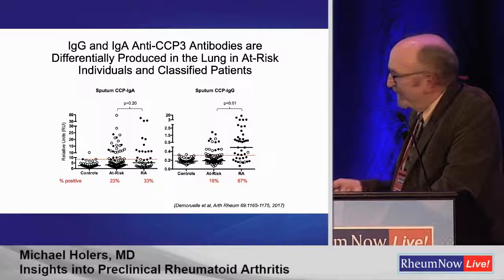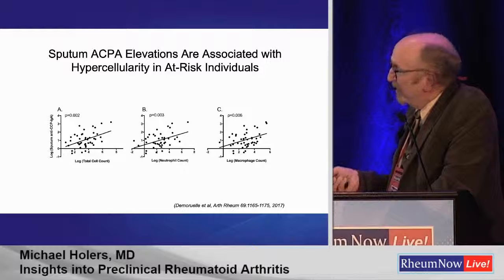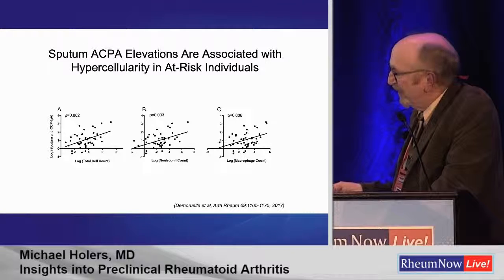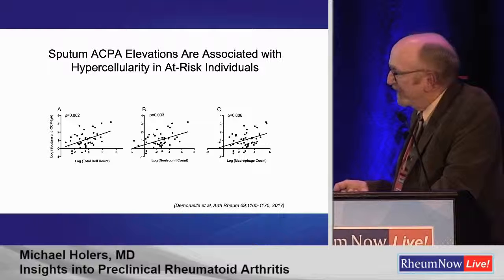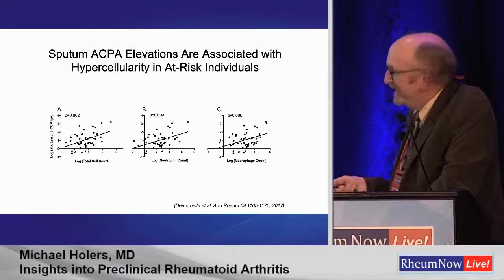did not have evidence of serologic IgA. So they appear to be produced locally. These ACPA elevations in subsequent work were found to be associated with hypercellularity, so there's evidence of inflammation in the lungs. Again, these individuals, asymptomatic, do not have arthritis. They were just part of our risk populations.